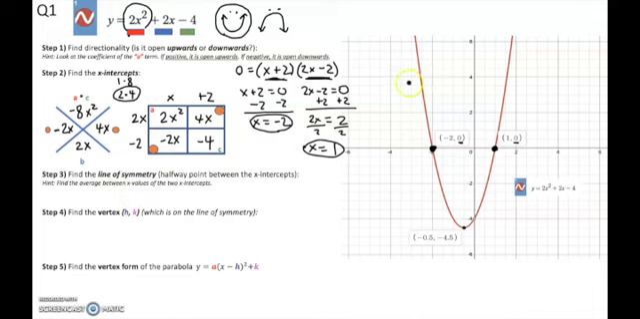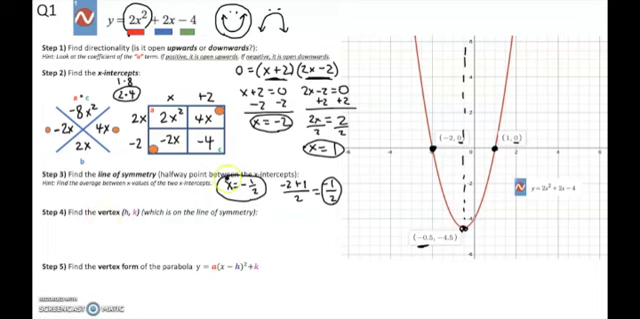Next step would be to find the line of symmetry, which is the halfway point between the x-intercepts. As you can see, it's negative 0.5. So x is equal to negative 1/2. Another way we could solve this is to add the 2 x-intercepts together, negative 2 plus 1, and divide that by 2. So negative 2 plus 1 is negative 1, over 2. Right? So next step, we will find the vertex. We're going to have to find this point right here.